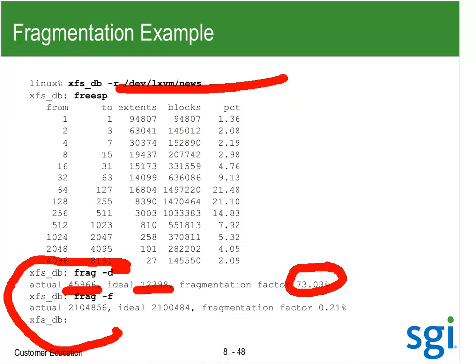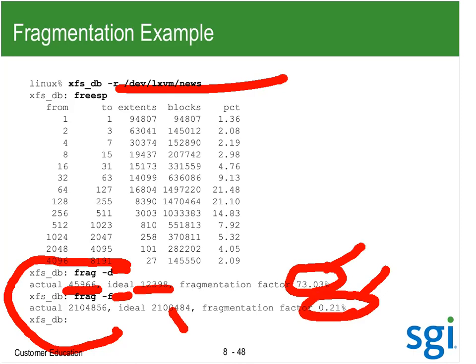But then when I looked at the files, I had 2,104,000 and 2,100,000 of them were ideal and not fragmented, so I got less than 0.2% fragmented. So it's just saying what percentage of my stuff is fragmented.